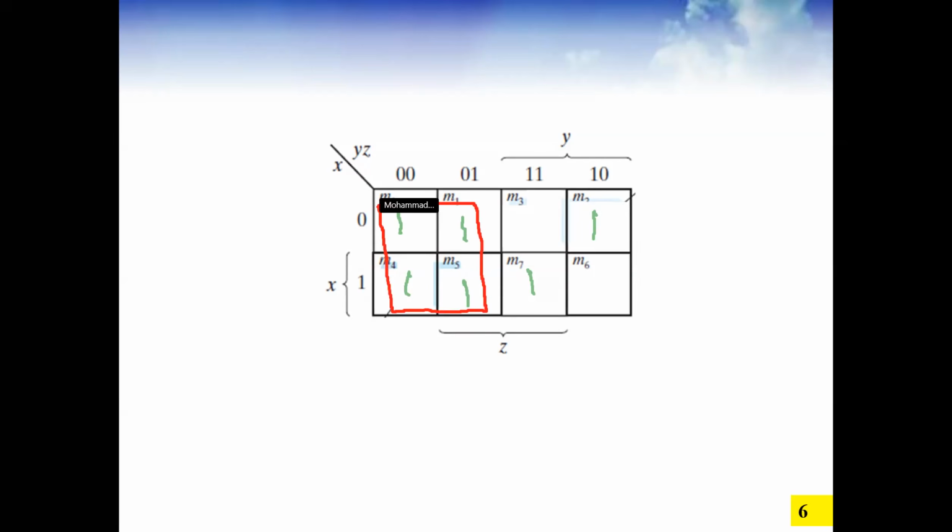This one? Clear? Yes. Okay. Now we have 2 more ones which are uncovered or not a part of the group. So we have to combine them as well as per the rule.